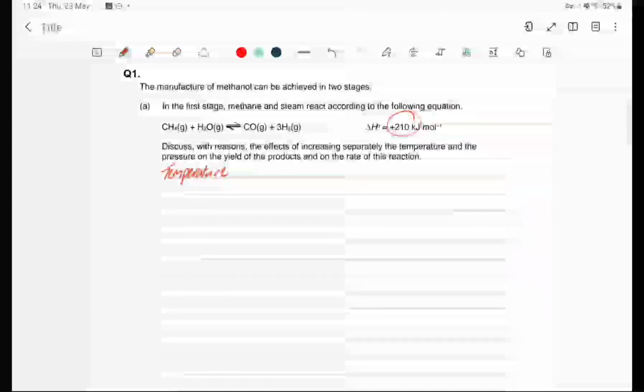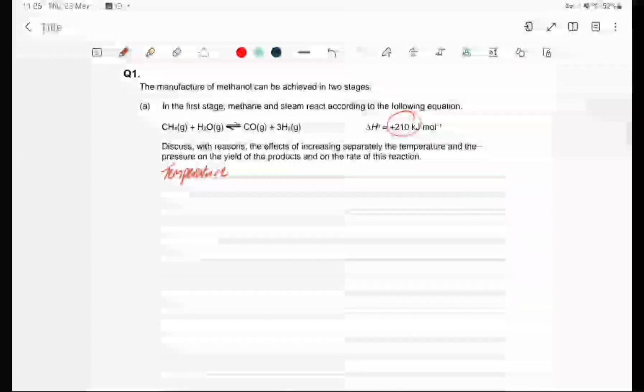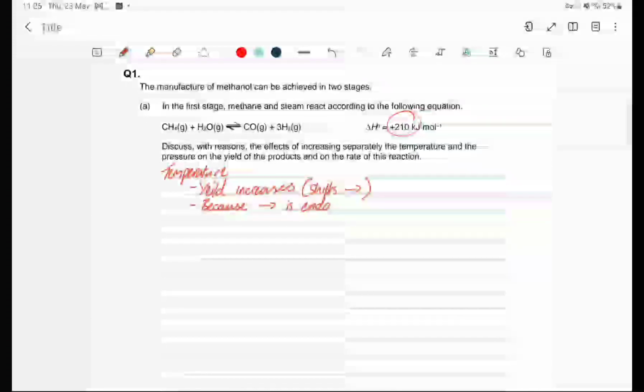Whatever change you implement into the reaction, it will counteract that. So if you are increasing the temperature, which is what we're doing in this question, then the equilibrium will try to decrease the temperature. It will do that by shifting in the direction which decreases the temperature, so it will do that by shifting it in the endothermic direction, which means it's going to be shifting towards the right. Okay, so those are the things we need to have said. So the yield increases or shifts towards the right because the forward reaction is endothermic.